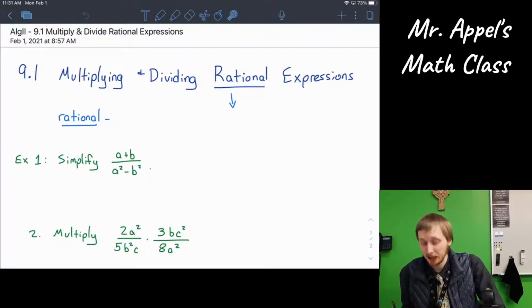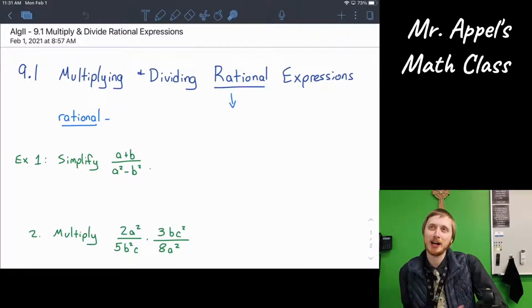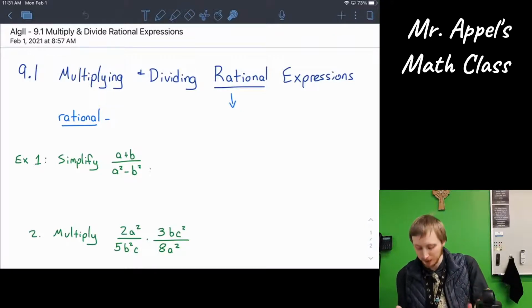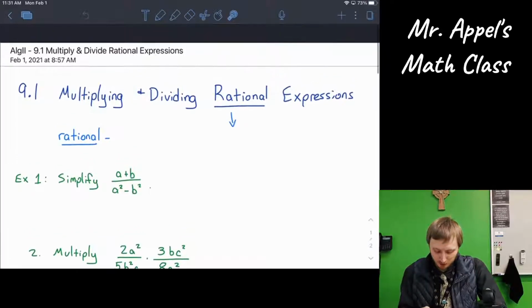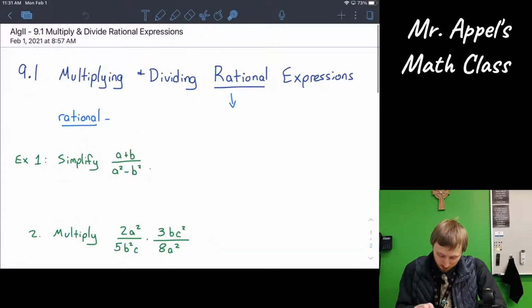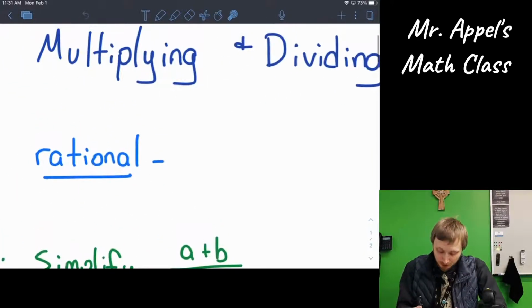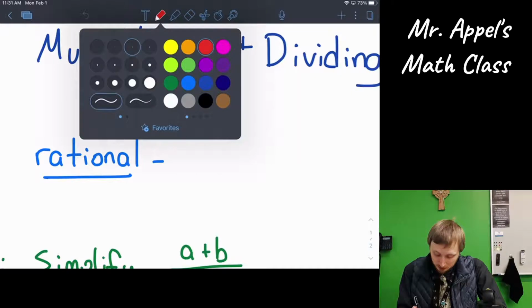So first of all, what are we talking about? What is a rational expression? It's not a phrase that sounds logical. This rational comes from ratio. Let me zoom in. There we go. Rational meaning a rational number.